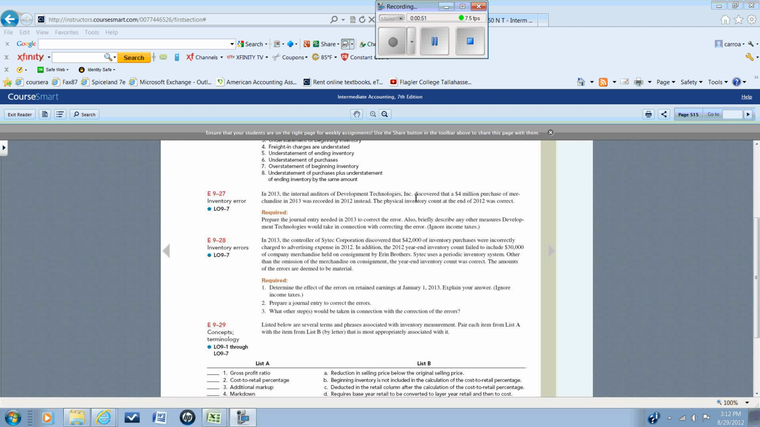This company has a periodic inventory system, so purchases are added to our beginning inventory. We then would subtract out the ending inventory to determine the cost of goods sold. If purchases were overstated, as is the case here, because $4 million in purchases was erroneously included in 2012, well, that would mean that cost of goods sold is also understated. So let's take a look at the effect of this.